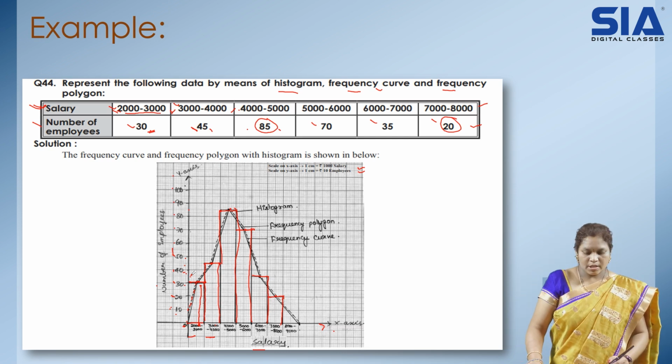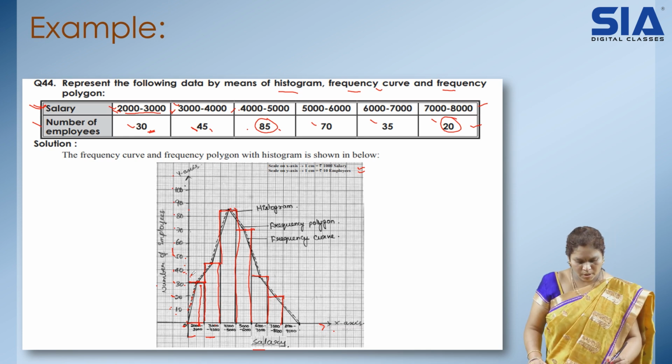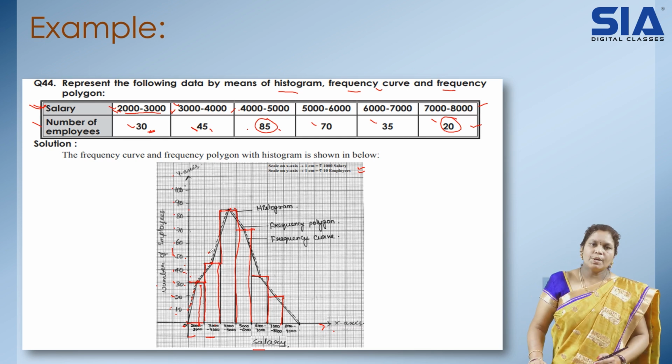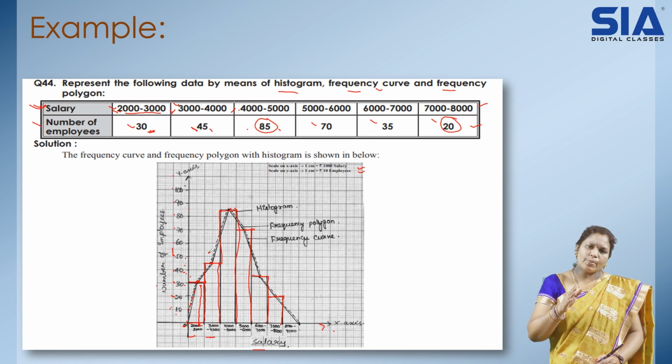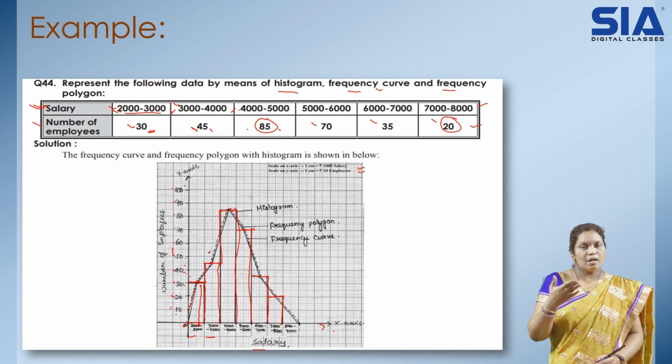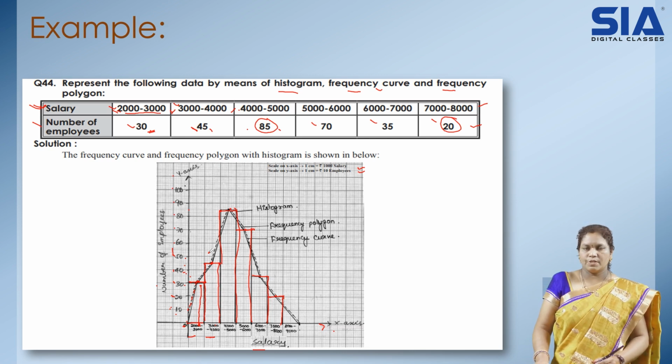Now let us go for plotting the frequency polygon. Use the same midpoints that we have just identified for the bars. Check it out here, we have taken the midpoints, right? You have to join the same midpoints again using straight lines. Maintain a bit of difference between the frequency curve and the frequency polygon. Make a slight change: join the same points, but maintain a little gap so that we can understand which is the frequency polygon and which is the frequency curve.